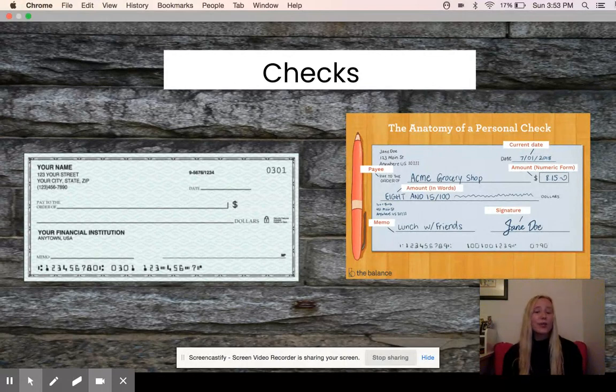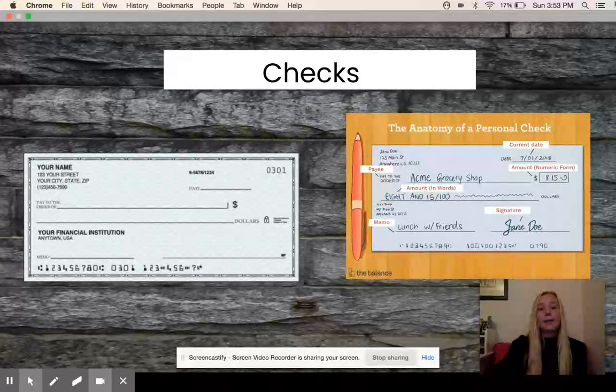So checks, you can use these in place of money or in place of a card. Essentially, checks are connected to your checking account. And so if I spent $85 at the grocery store and I paid for my groceries with a check, I would write it out and hand it to the cashier, and that $85 would be automatically taken out of my checking account. Okay, I think it's important that you know how to use these and fill one out.